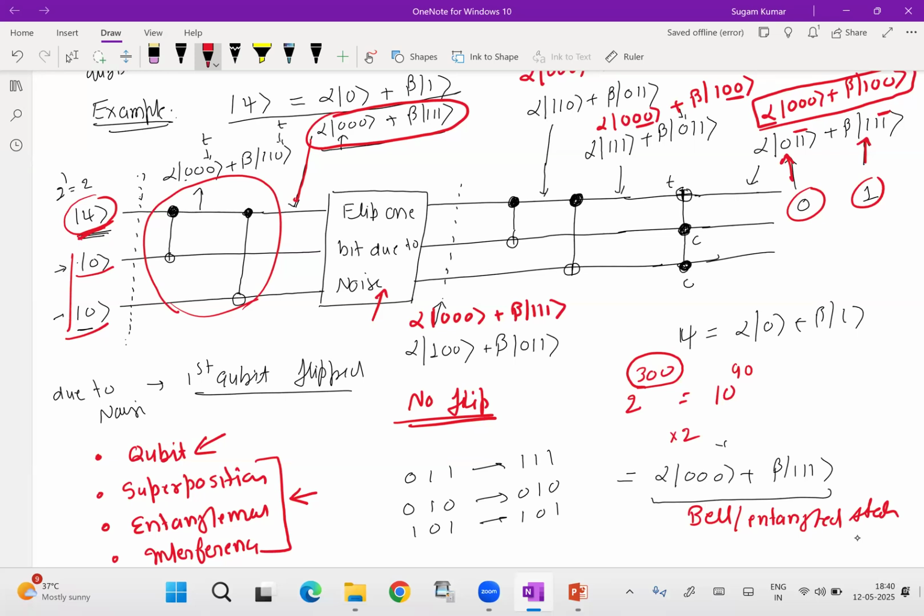So maybe if steps are higher, then for one qubit, you may need 3. It may become 4. It may become 5. It may become 6. It depends on the number of steps required in your calculations. Every step you have to safeguard your superposition state. Every step.